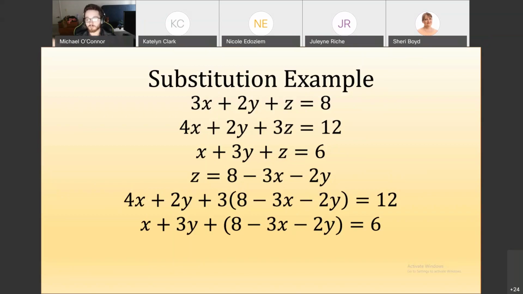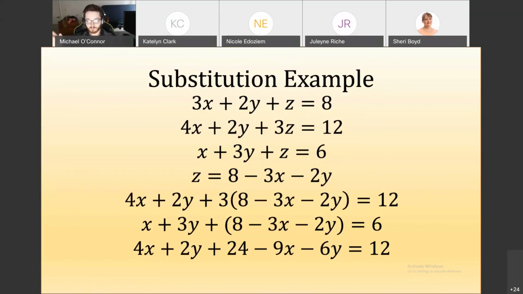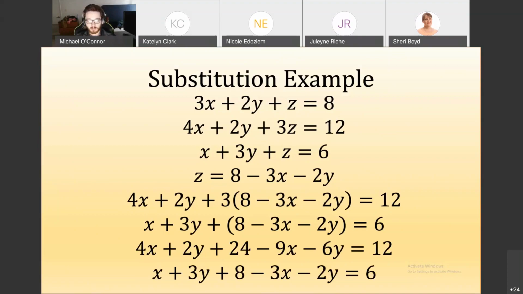And then I'm distributing the three. Sorry, I shouldn't have gone back and forth like this, but I'm distributing the three out to the 8 minus 3x minus 2y from that top. And then that's just a one on the outside of the 8 minus 3x minus 2y for this third equation, and I'm just keeping that the same.